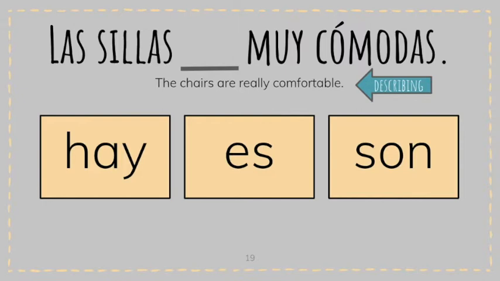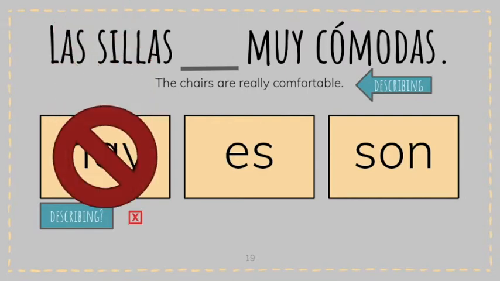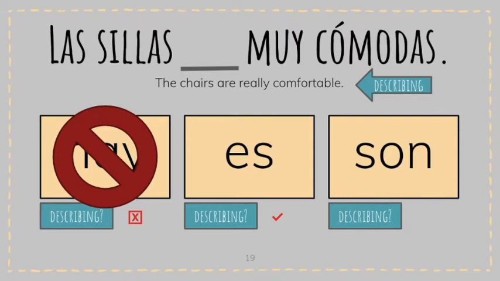Okay, so which of our verbs is used for describing? Hay? No. So hay is not an option for this sentence. Is es used for describing? Yes. Is son used for describing? Yes. Okay, so now we have to go back. Are we talking about one chair or more than one chair? Las sillas is plural, okay? So go back to your verbs and decide.